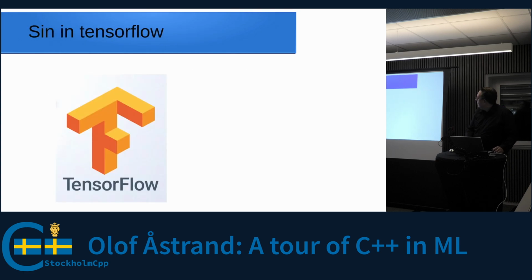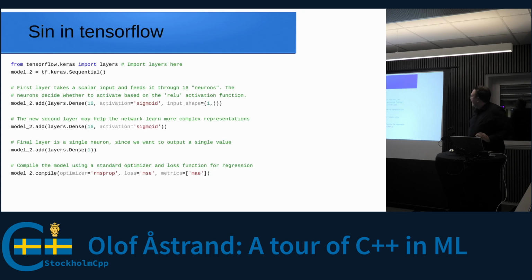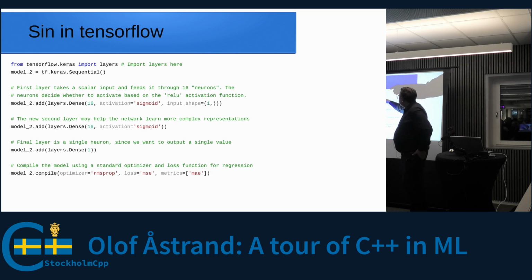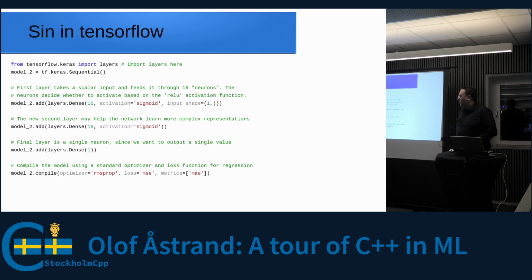Now I will show you how it looks in TensorFlow. It's similar, but you use Keras to create the network, and you feed it through 16 neurons. In this case, we're actually using sigmoid. So the text is, this is the problem with documentation. It's always out of sync with the code.